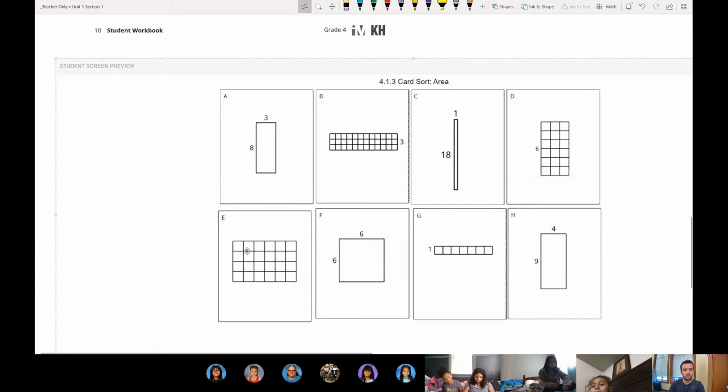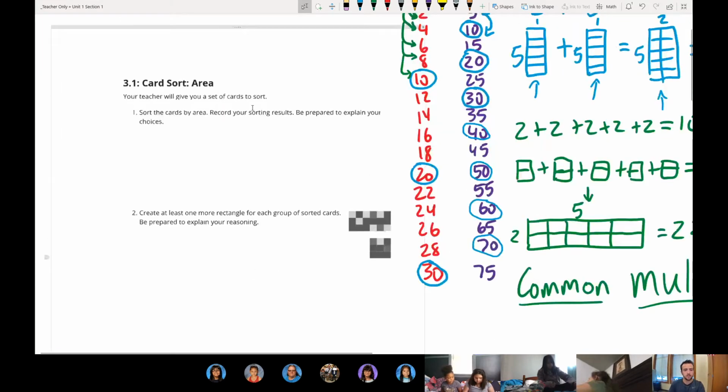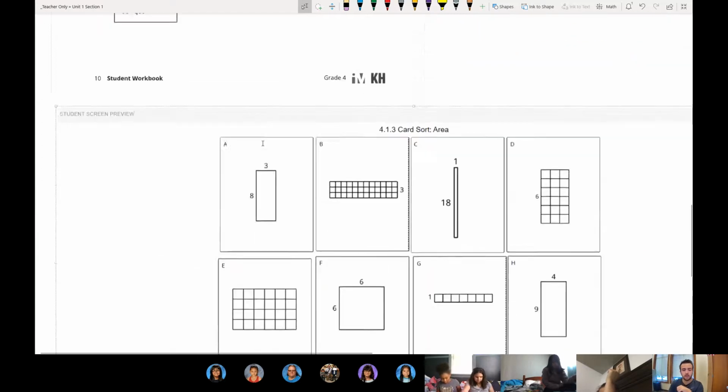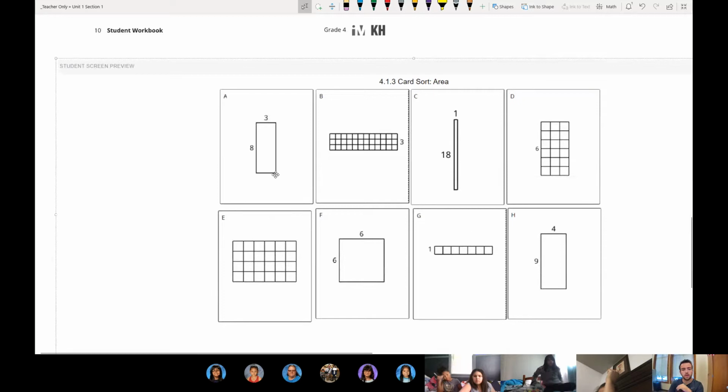Okay, so our first activity we're going to do is this card sort area. Now, I wish that you guys were in class because we would get our scissors out and cut out all the shapes and sort them by area like we're going to do here, but we have to do it virtually, do it digitally. So if you're playing along at home, have that sheet in front of you. If not, just have a blank piece of paper in front of you. You don't need to draw the rectangles. We're just looking for the areas.